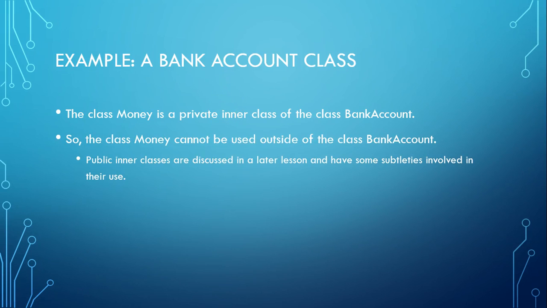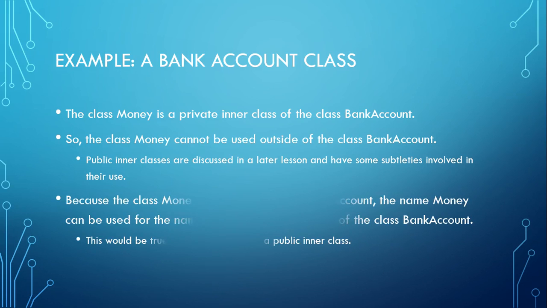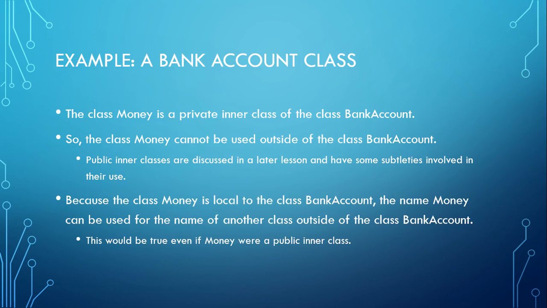Now, the class money cannot be used outside the class bank account. So if I were to make another class, like my bank account demo, I can't access money, even though it's in the same project, because it's a private inner class. Now, public inner classes are discussed later in the lesson, and they do have some subtleties involved in their use. Now, because the class money is local to the class bank account, the name money can be used for the name of another class outside of the class bank account. This would be true even if money were a public inner class. So technically, I could create another thing called money in the bank account demo, and it'd be okay.